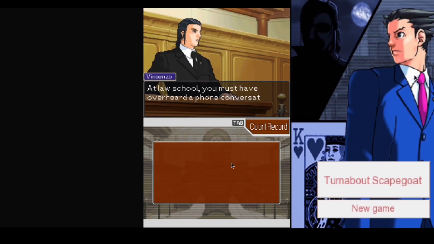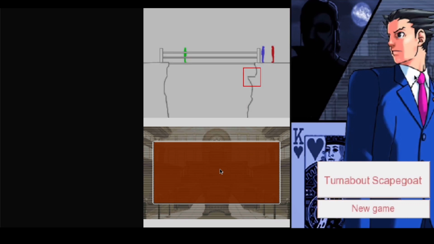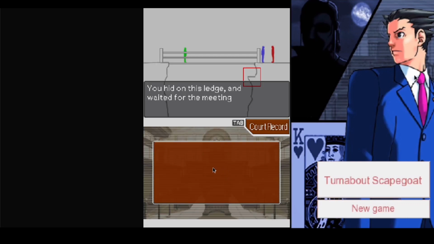At law school, you must have overheard a phone conversation between Brisbane and Crane. So with this information in mind, here's what I think really happened. You hid on this ledge and waited for the meeting to take place. Then when they arrived, you overheard them speaking of the Enigmium card. Craving the almost infinite riches you would get from it, you looked for the perfect opportunity.